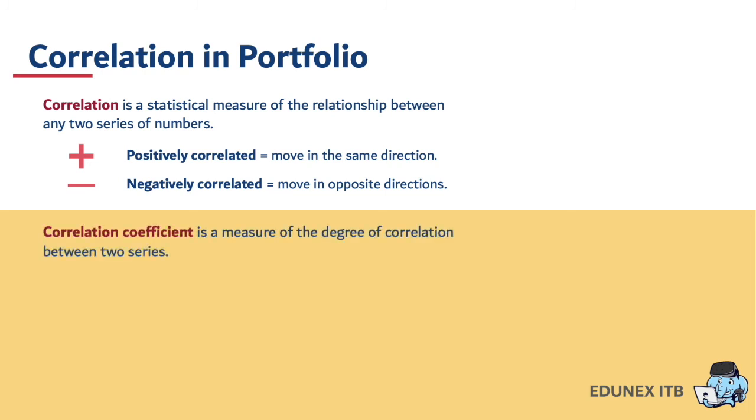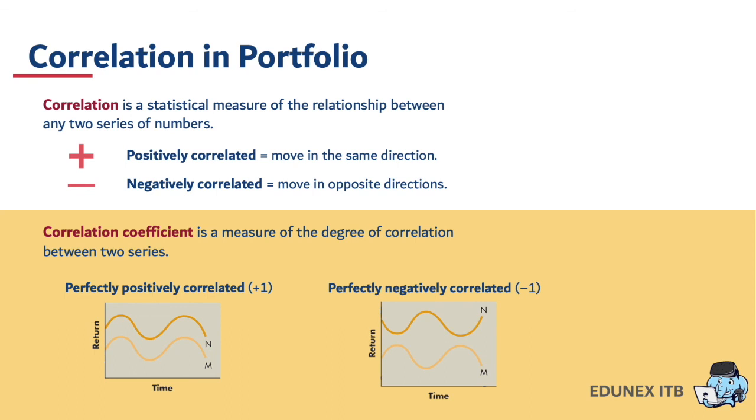The correlation coefficient is a measure of the degree of correlation between two series. Perfectly positively correlated describes two positively correlated series that have a correlation coefficient of +1. Perfectly negatively correlated describe two negatively correlated series that have a correlation coefficient of -1.